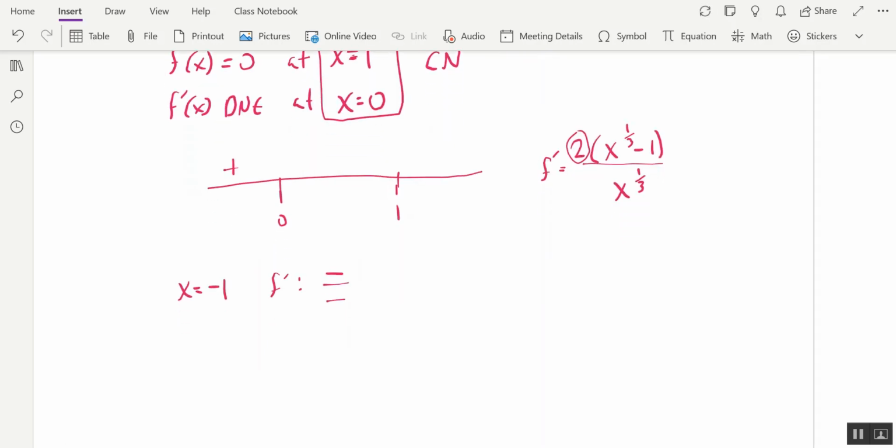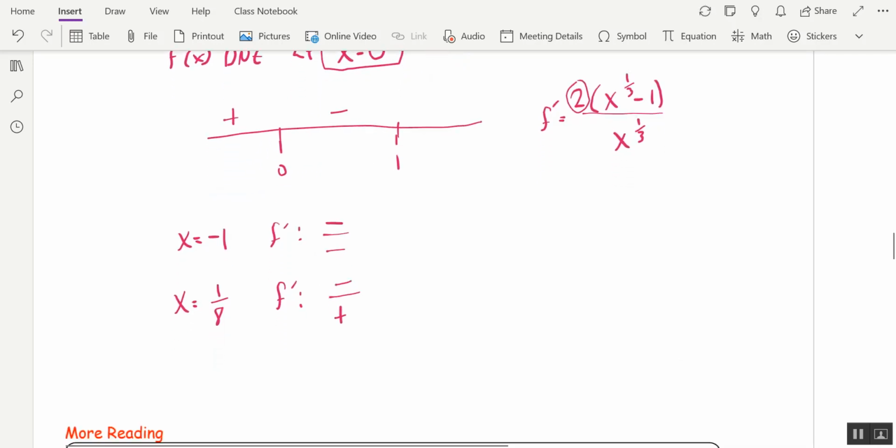Now a number between 0 and 1. Well, you might think, well, I'm just going to pick a half, but I'm going to pick something where we can actually look at the sign of f prime more carefully. I'm going to pick 1/8, and then for f prime, I know that the cube root of 1/8 is a half, so I can see that the top is going to be negative, and the bottom is positive. So this is going to be a negative. Pause if you have to work that out.